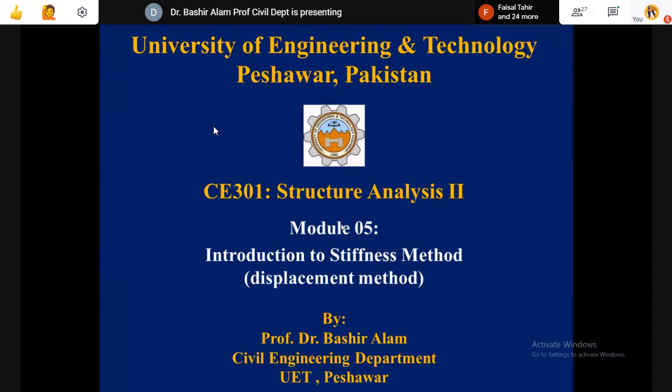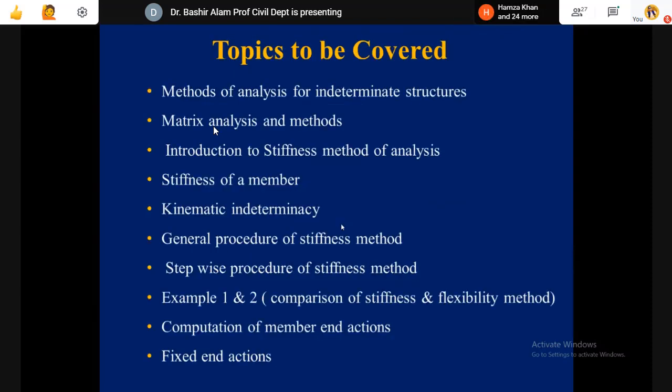Analysis 2, module 5, an introduction to the stiffness method, which is based on the displacement method. Now, this is an extension of the displacement method. We are done with the force method. Now, topics to be covered will include methods of analysis for indeterminate structures, kinematically indeterminate.